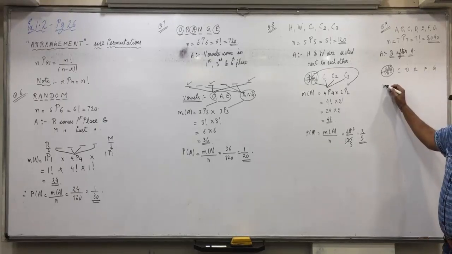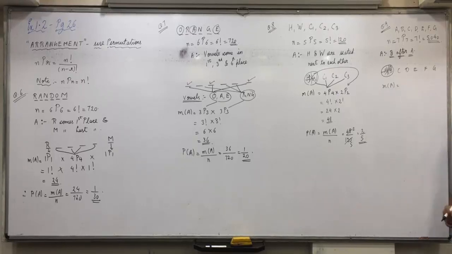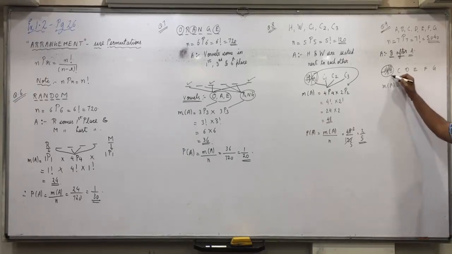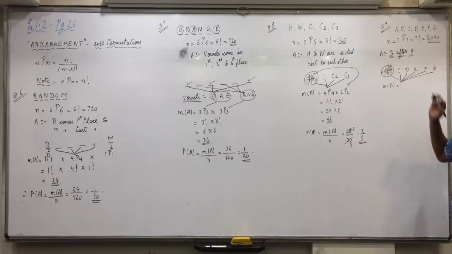Raise your hand. How can we find m of event A? Shiva? Sir, the total number of different arrangements is 5P5 into we can arrange in only one way, so 2P1. No. Janvi? 6P6 into 1P1. Correct. Because we have 1, 2, 3, 4, 5, 6.